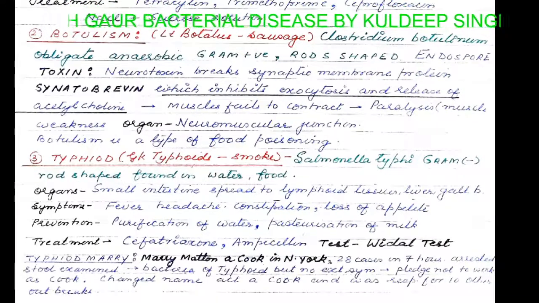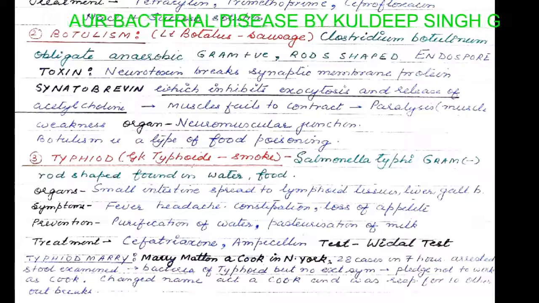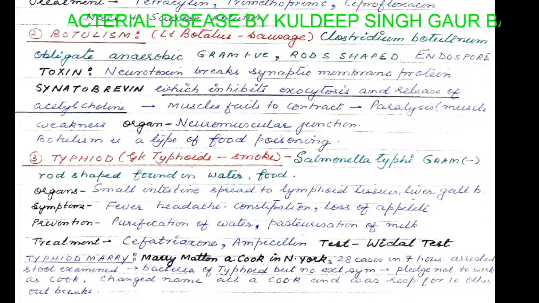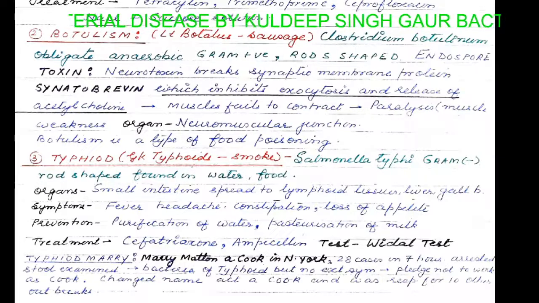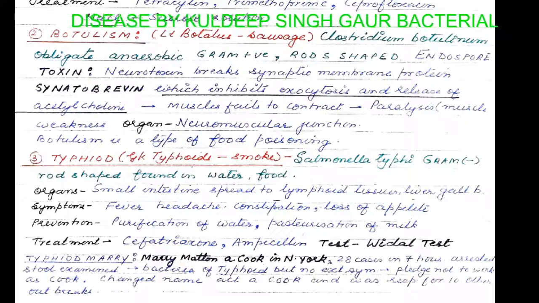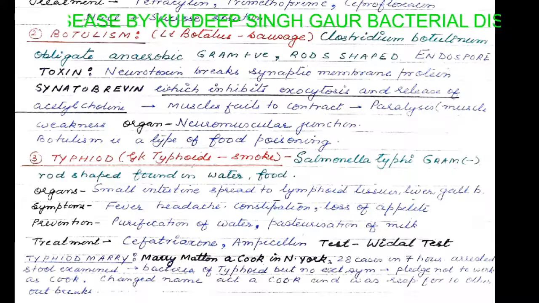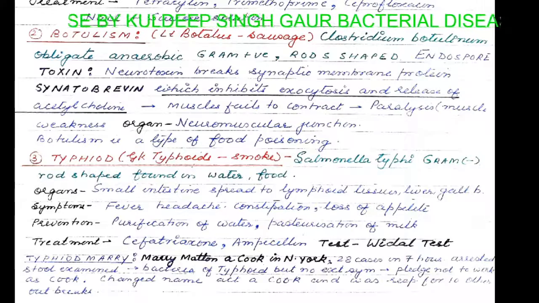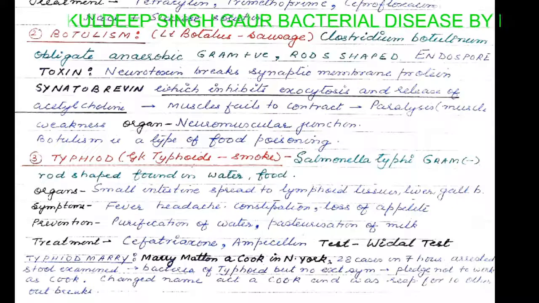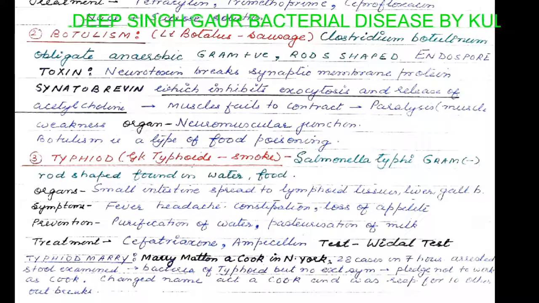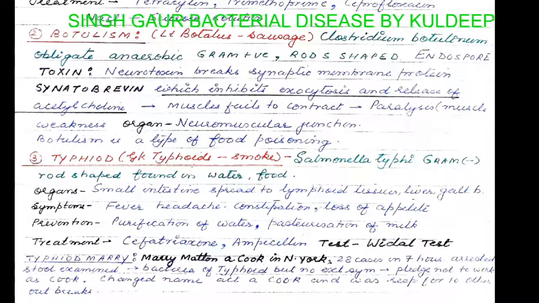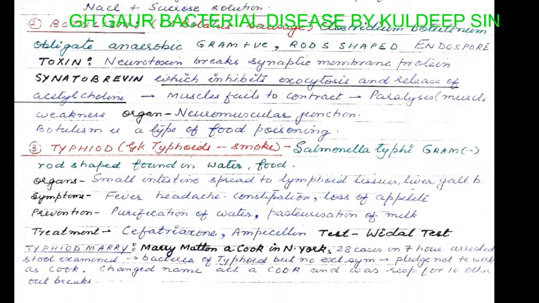Then we have typhoid. Typhoid means smoke. Causative organism is Salmonella typhi, which is a gram-negative rod-shaped bacteria found in food and water. It affects the small intestine, but it spreads to lymphoid tissue, liver and gallbladder also. The symptoms involve fever, headache, constipation and loss of appetite. Preventive measures are purification of water and pasteurization of milk.